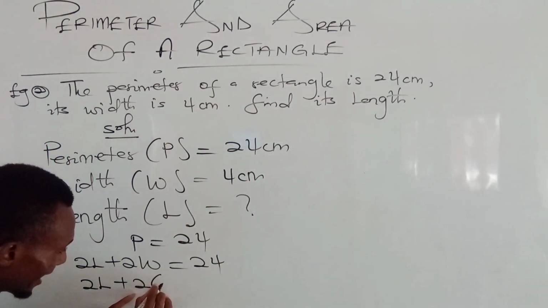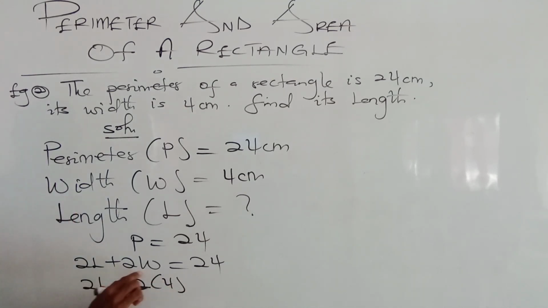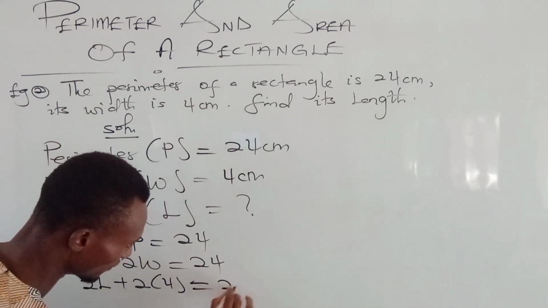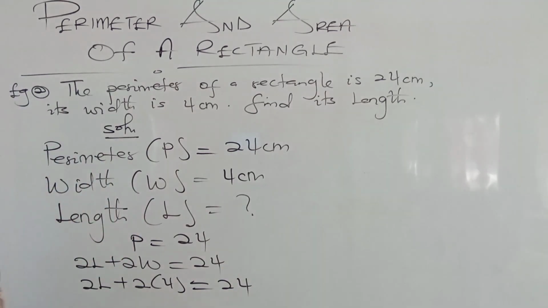So 2 into bracket 4, because the 2 and the W are multiplying, and the bracket means multiplication. So 2 into bracket 4 equals, you bring it equals to the 24. I hope you agree with me up to this point. From here you go ahead and solve further. This is a simple linear equation to solve for the value of L.